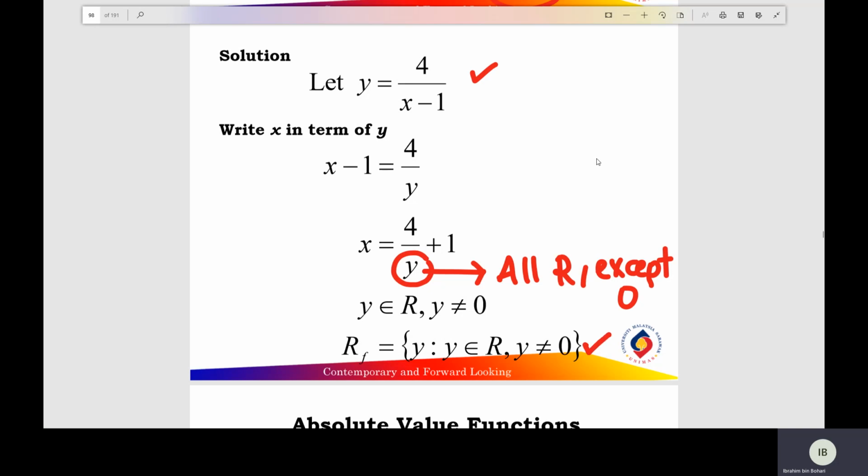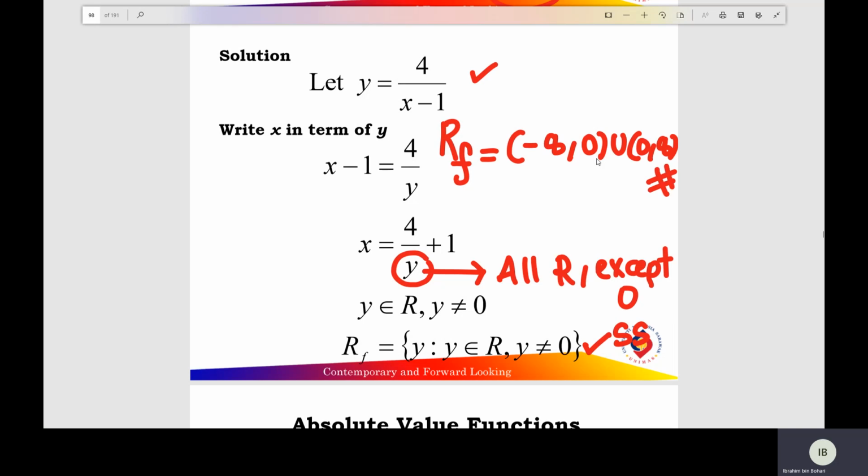This answer is in solution set. Or second option, you can write down the answer in interval notation. So you find the range of the function from the bottom: negative infinity to y equals 0, and union 0 to positive infinity. Okay, settle.